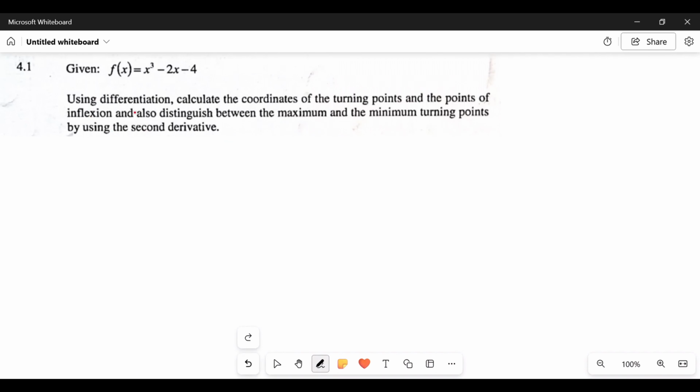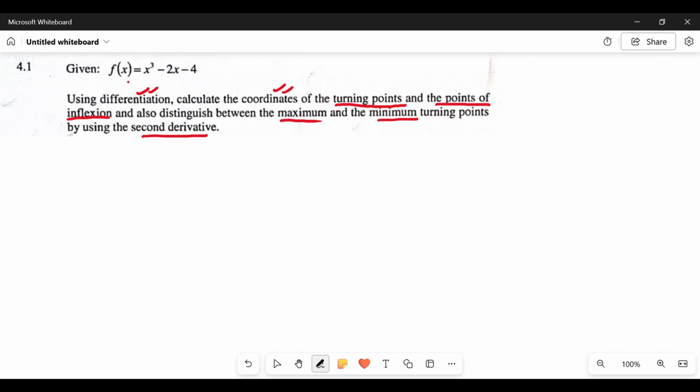So let's analyze this question. First of all, they want us to use differentiation here, and they want us to find the coordinates of the turning point and also the point of inflection. So these are the coordinates that we should look for. And then they want us to distinguish between the maximum and the minimum turning point using the second derivative. Right, so we're going to start by calculating the coordinates of the turning point.